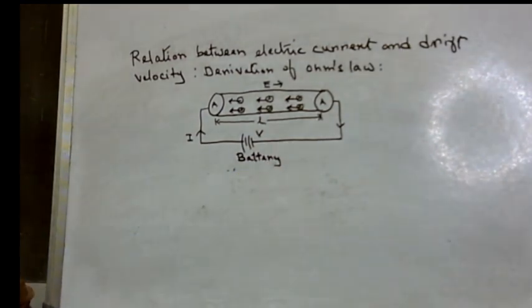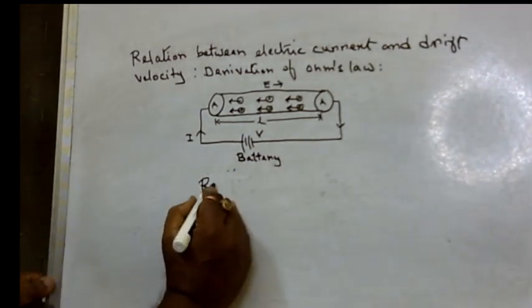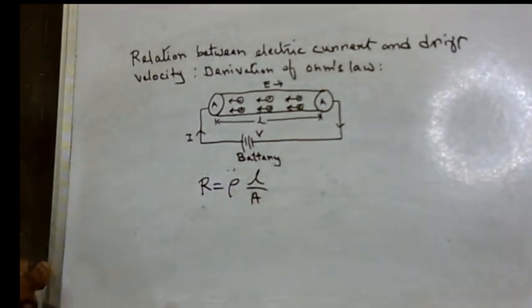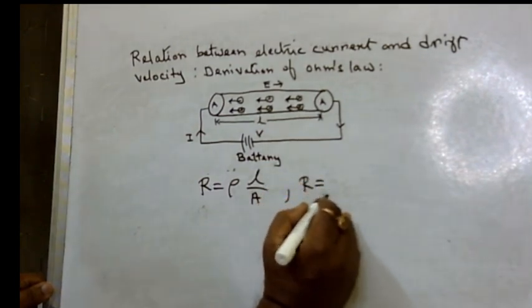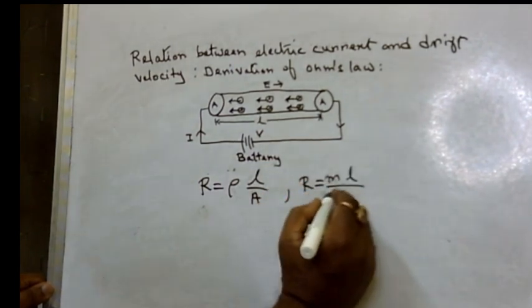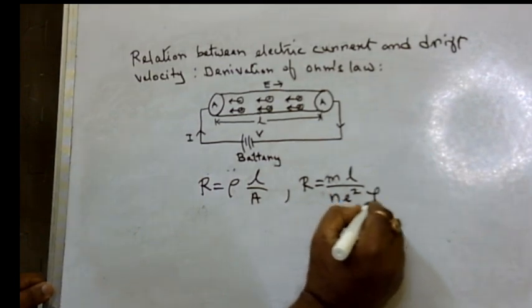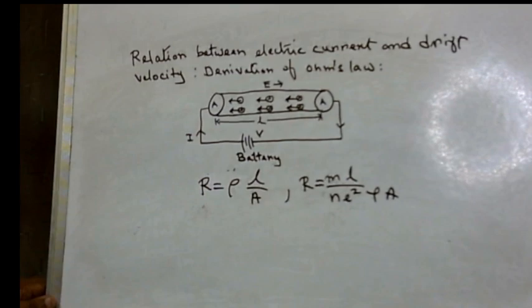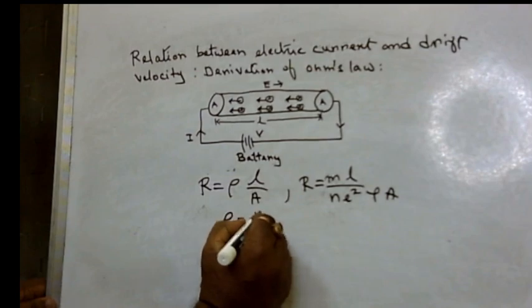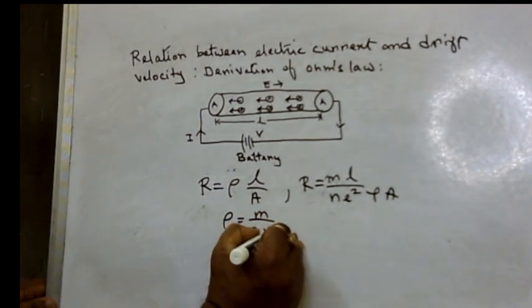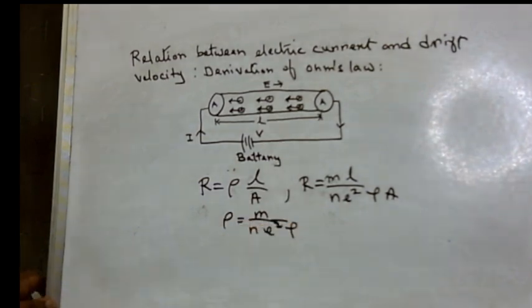Now we know this expression very well: R is equal to rho L by A. R is the resistance of a conductor, rho is the resistivity, L is the length of the conductor, and A is the area of cross section. And just before this, we found R as m L by n e square tau A. So comparing these two, we get rho as m by n e square tau. So this is the resistivity of a conductor.